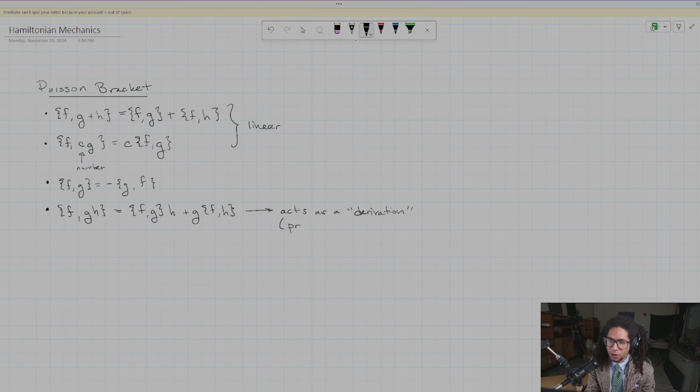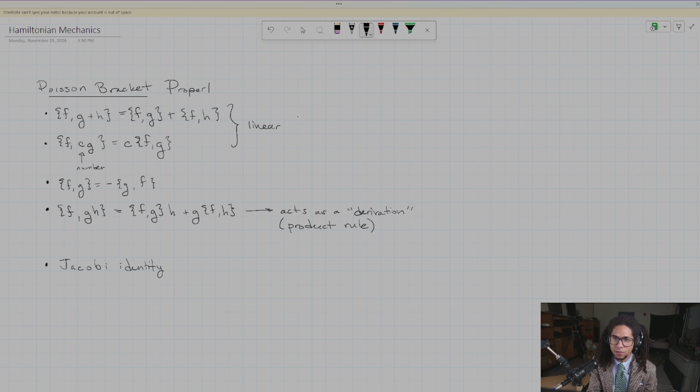And I'll also put in parentheses, this is the product rule. This is the easy way to remember it, that this is some sort of generalization of the product rule. The last one is the Jacobi identity, which we won't need, but I will list here. We had it on the last board. Okay. So let me just mention that these are the properties.